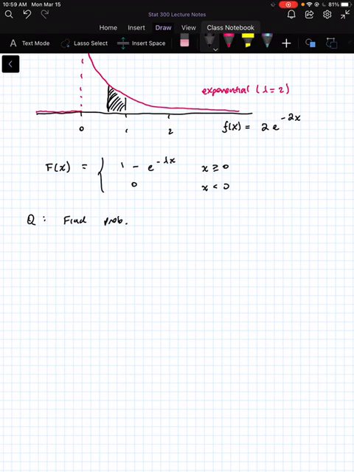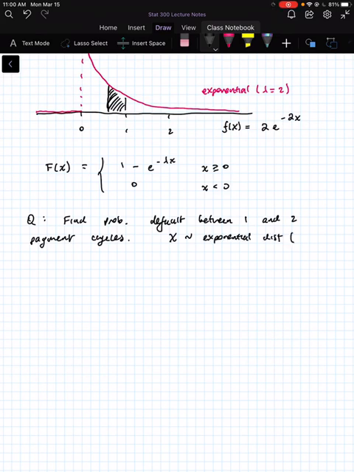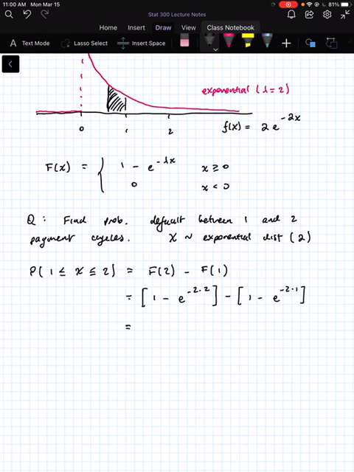So let's say we want to find the probability that a debtor defaults between 1 and 2 payment cycles. So for us, we're working again with x being an exponential distribution with parameter 2, so lambda is 2. We seek the probability that x is between 1 and 2, which, as we discussed before, is the same thing as finding the CDF evaluated at 2 minus the CDF evaluated at 1. And we have this function, so we can just plug in our values. Namely, 1 minus e to the negative 2 times 2 minus 1 minus e to the negative 2 times 1.